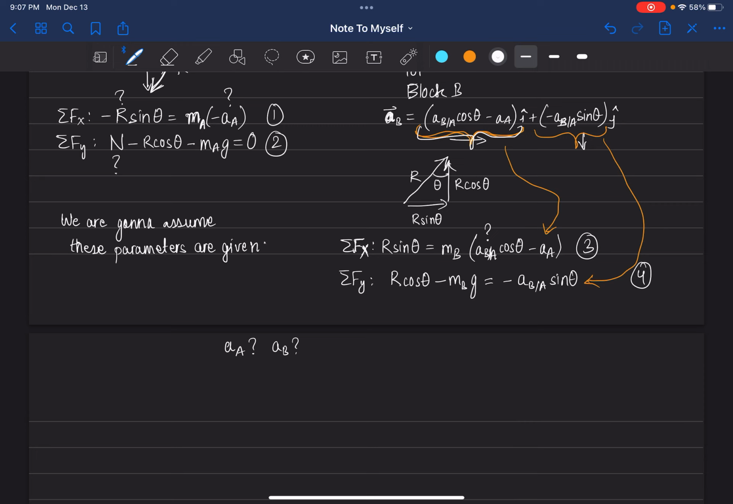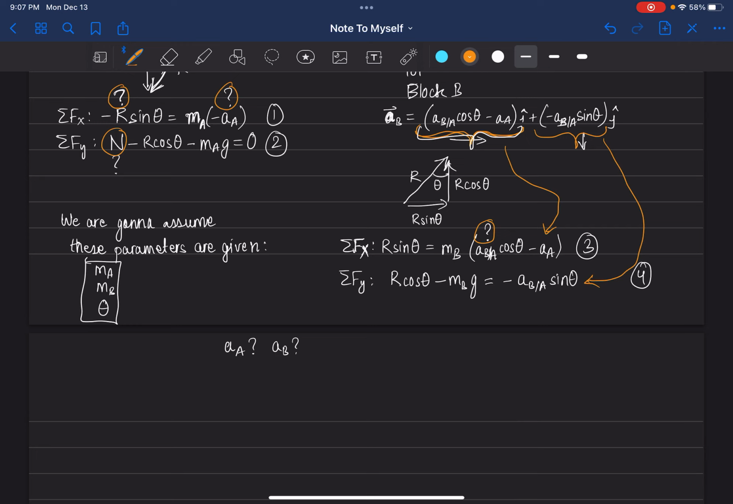So I'm basically assuming that mass of A will be given, mass of B will be given, and theta, the angle of the incline, will be given. So all of this will be given. So my unknowns are basically R, one more time, the acceleration of A, my normal force, and the acceleration of B with respect to A. Everything else is known. I have four unknowns, four equations. That means we should be able to solve this.